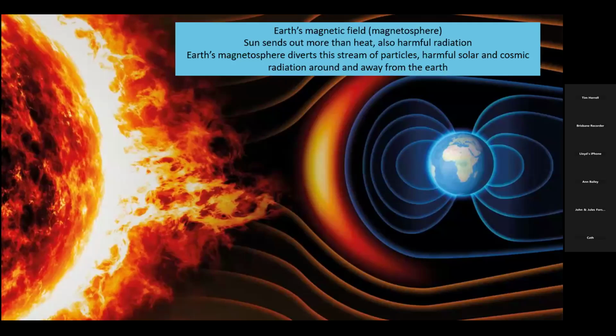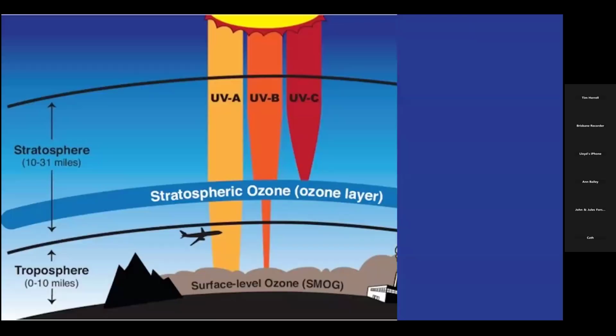The magnetosphere. A bunch of flowing iron around the Earth's core creates the magnetosphere. It protects us from harmful solar and cosmic radiation. Without it, we would be fried by the sun, because it's not just heat that the sun's emitting. Obviously, it's a whole bunch of UV light and really, really harmful radiation. Without that magnetosphere, we're toast.